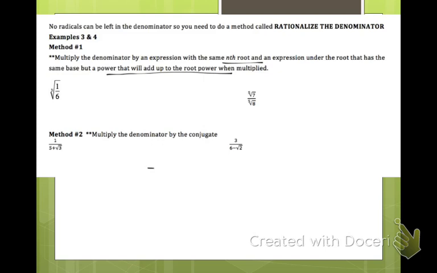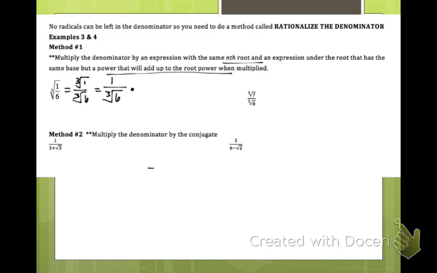So, third root of 1/6. Let's split that up into the third root of 1 divided by the third root of 6. The third root of 1 is 1, but we cannot leave this in the denominator. So now what we're going to do is I'm going to read that statement above again, and I'm going to actually do it as I read it.